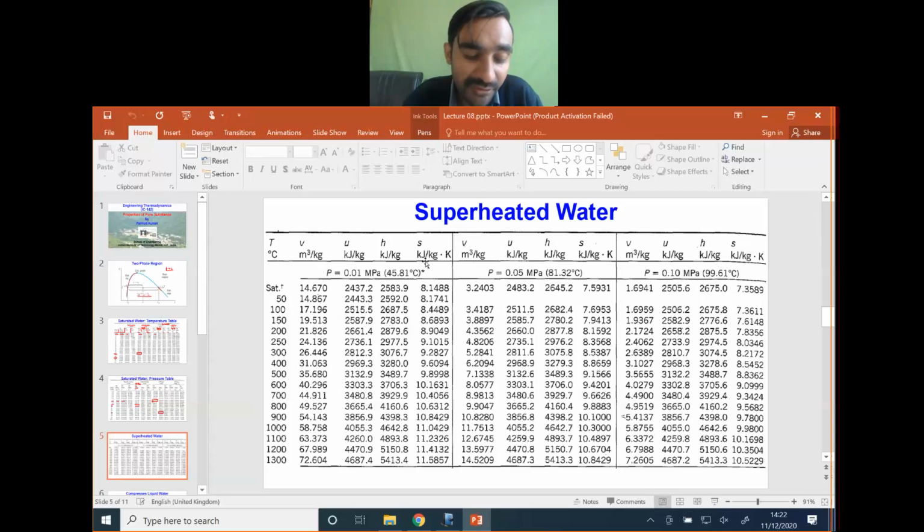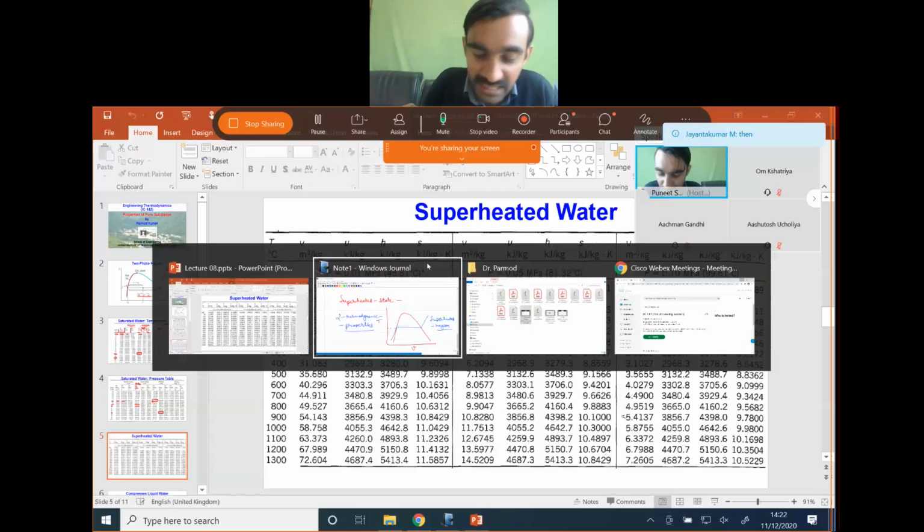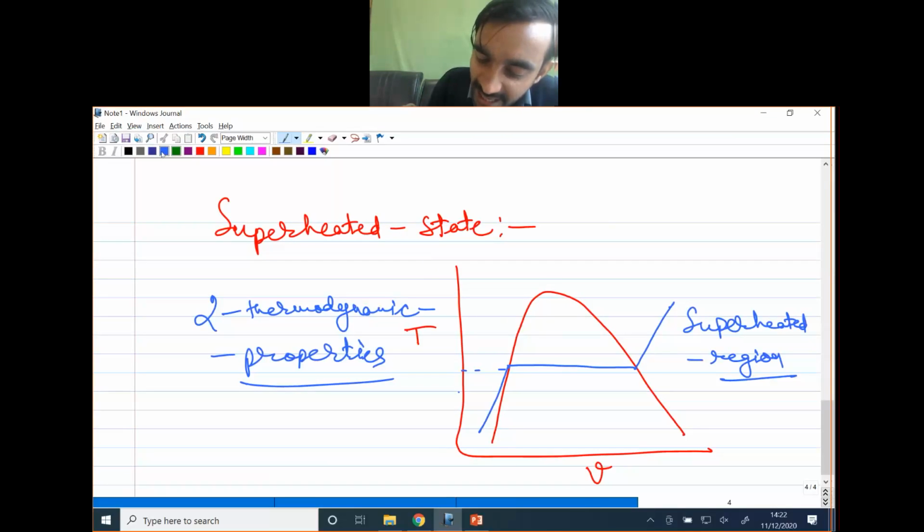Okay, so it means this 45.81 degrees Celsius is nothing but the saturation temperature corresponding to this pressure. Let me specify. As I have told you, I have some constant pressure line P1 over here. This constant pressure line P1 will be crossing the saturated vapor and saturated liquid line, and corresponding to that it will have a certain value of temperature. This temperature is nothing but the saturation temperature corresponding to pressure P1.